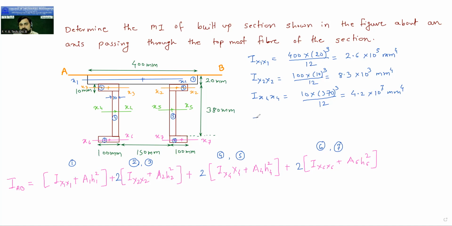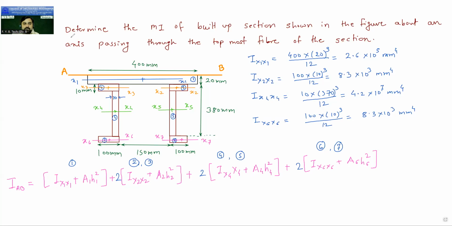Then come to I x6. x6 is equal to, now this x6 again, this is 10 by 100 again. So it will be 100 into 10 cube divided by 12. How much? 8.3 into 10 raised to 3 mm raised to 4. Okay, now we will calculate A1 and all the distances. Okay, areas we will calculate now first.